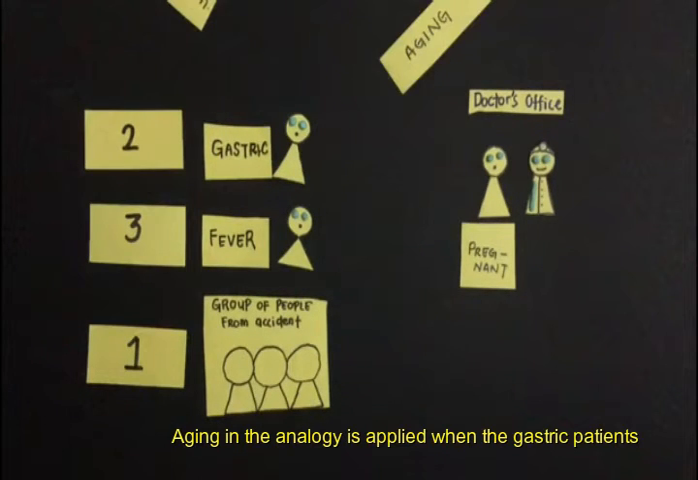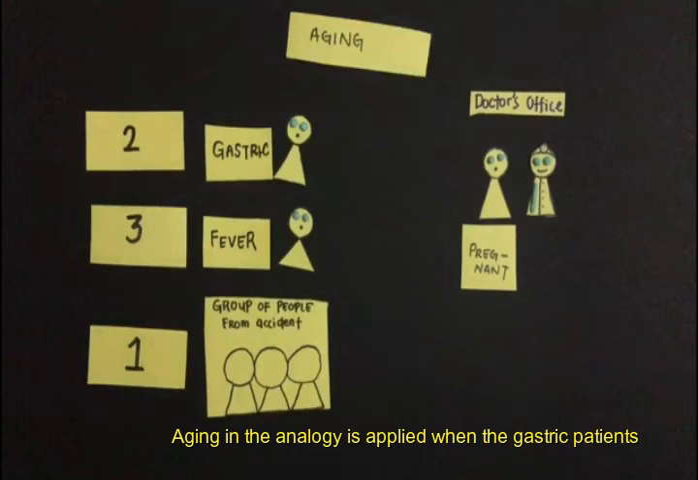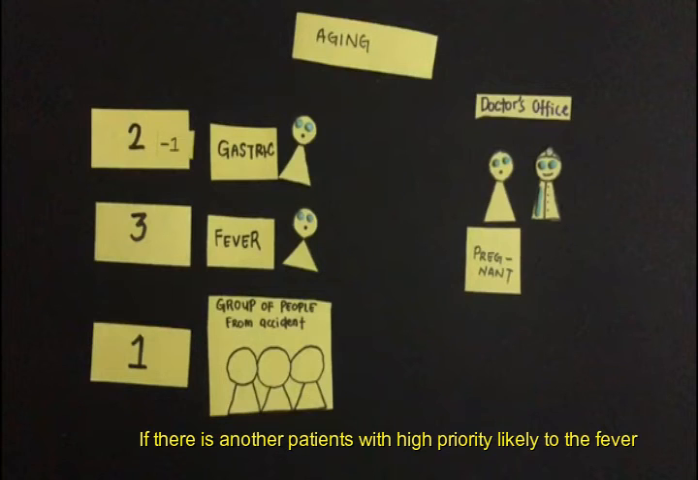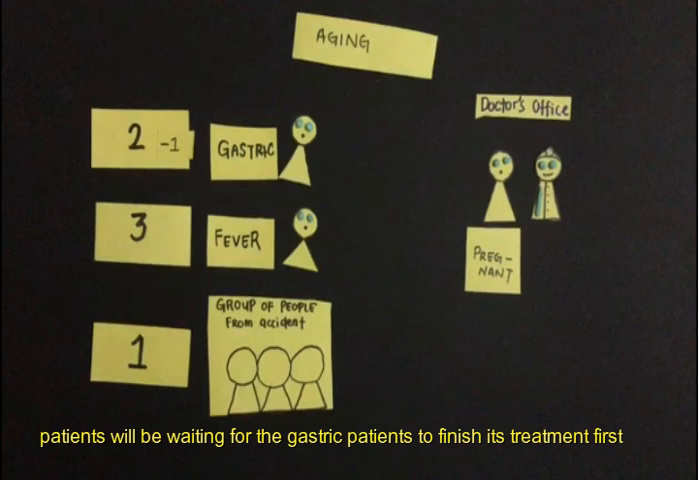Aging in the analogy is applied when the gastric patient's priority is increased for treatment. If there is another patient with higher priority, the fever patient will likely be waiting for the gastric patient to finish its treatment first.